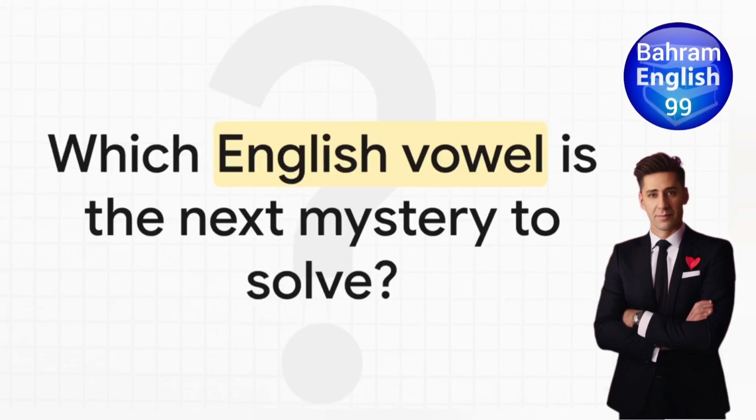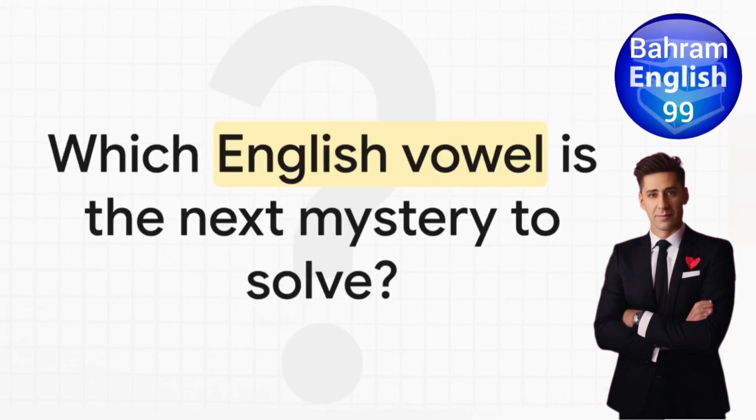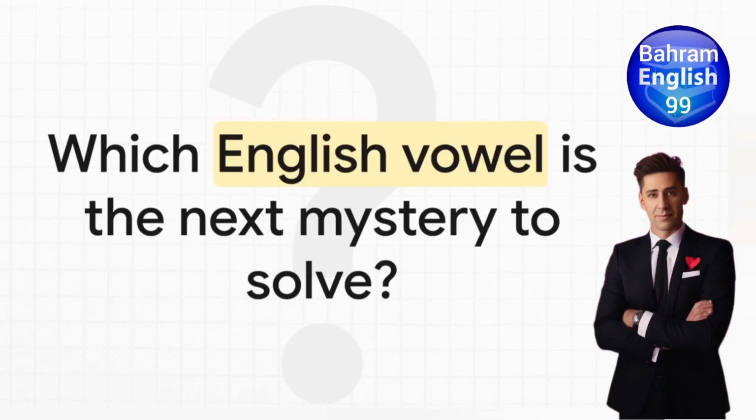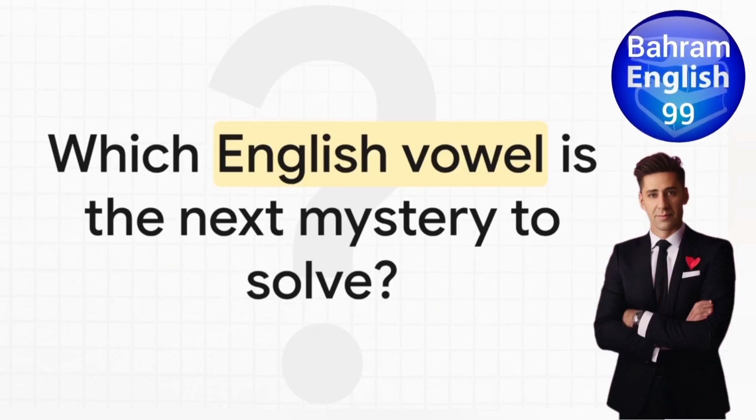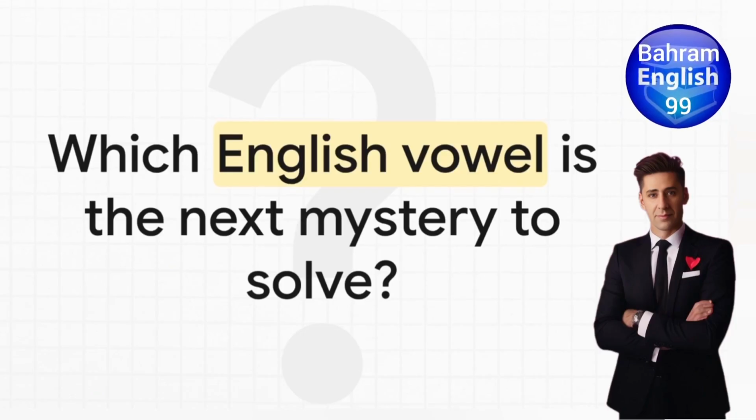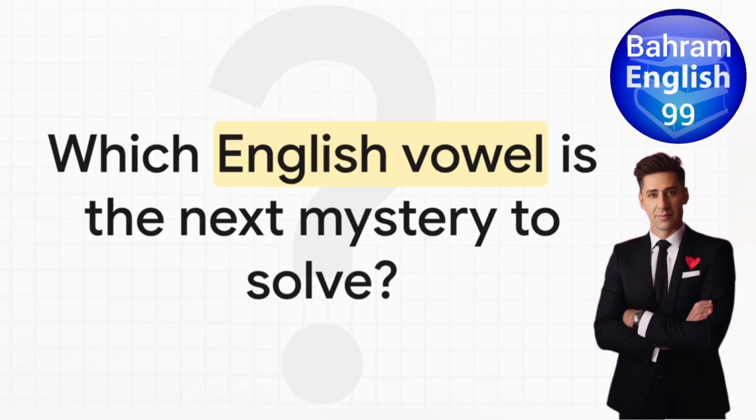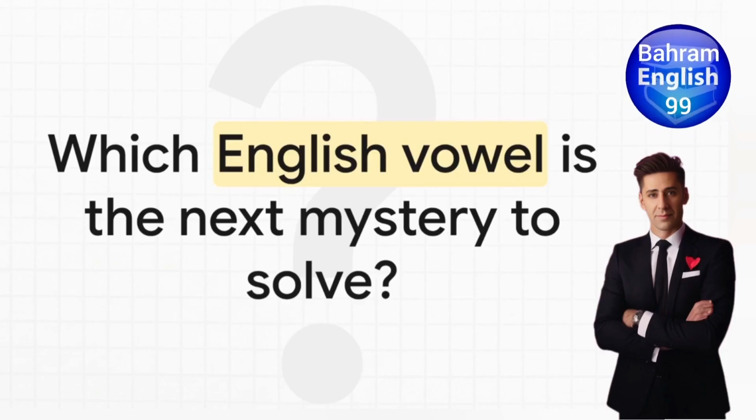So after diving this deep into the world of O, it really makes you wonder, doesn't it? If just one single vowel can be this complex and this interesting, what other mysteries are hiding in plain sight in the English language?